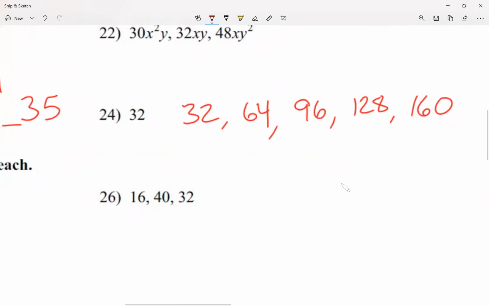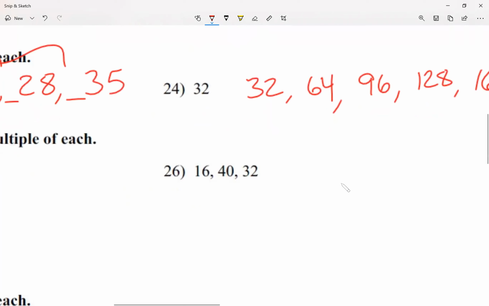So the multiples of 32 start with 32. And for each following number, we're going to add 32 as well. 32 plus 32 plus 32. So you don't have to type in on your calculator 32 times 1, 32 times 2, 32 times 3, 32 times 4. Right? You could just do 32, and then for each number, add 32 plus 32 plus 32. So a little bit less on our calculators.